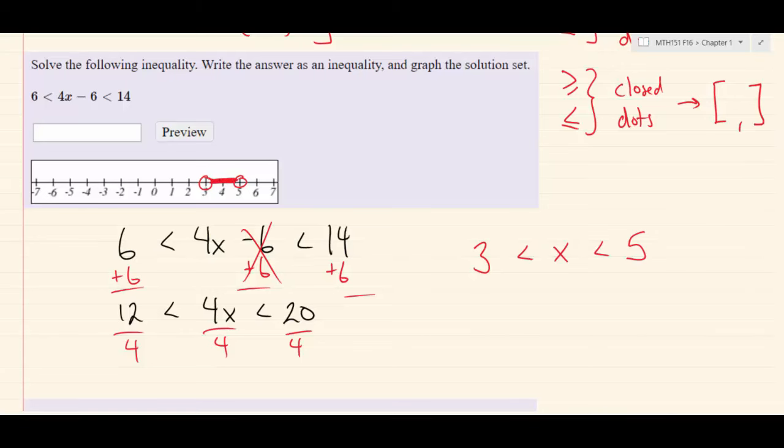How would you write the solution in interval notation? This is always the lower number, and this is always the upper bound, your upper number. It's like an ordered pair. So you always write the lower bound first, comma, and then the upper bound. And so the lower bound is 3. That's the left-hand boundary of our solution. And 5 is the right-hand side. That's the upper bound of the solution. So it's parenthesis 3 comma 5.